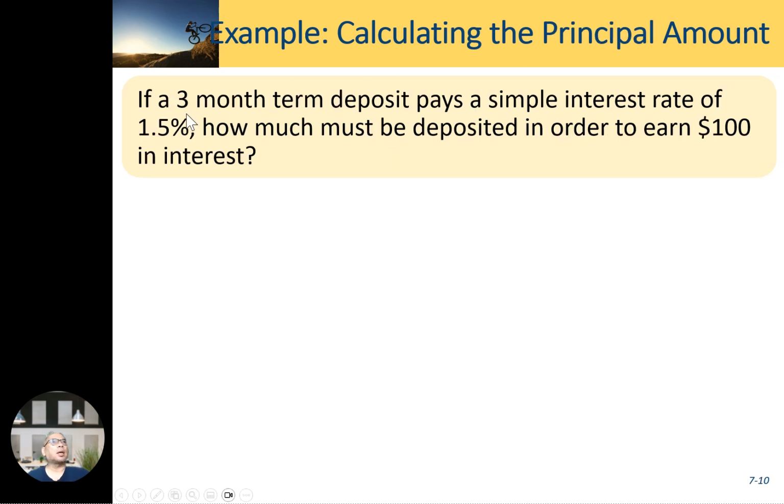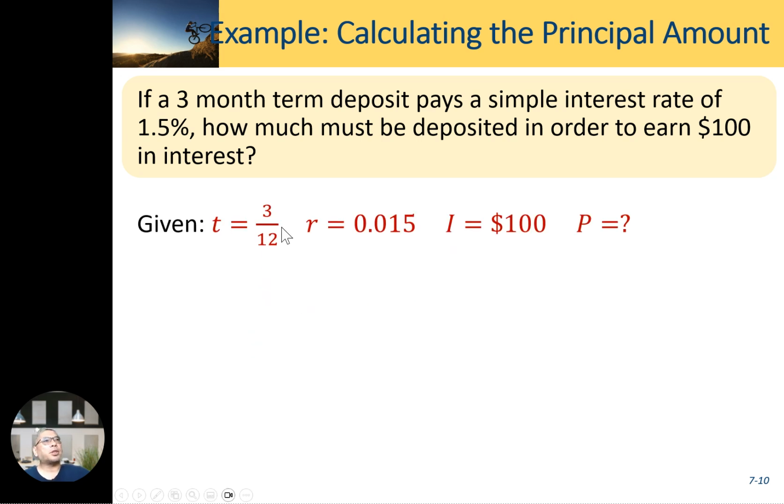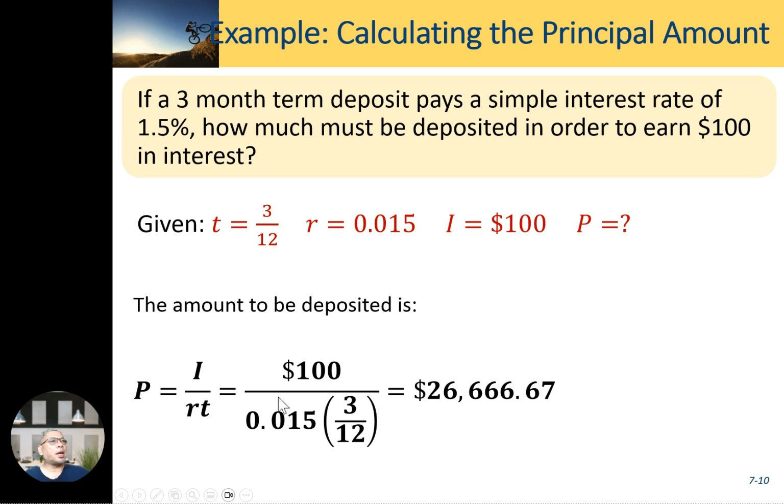If a 3-month term deposit pays a simple interest rate of 1.5%, how much must be deposited in order to earn $100 in interest? T equals 3 divided by 12, R is 0.015, and the $100 is the interest. What is P? Based on the formula, P will be 100 divided by 0.015 times (3 divided by 12), which gives 26,667. This is based on an example given to you in the formula. Just plug in the formula.